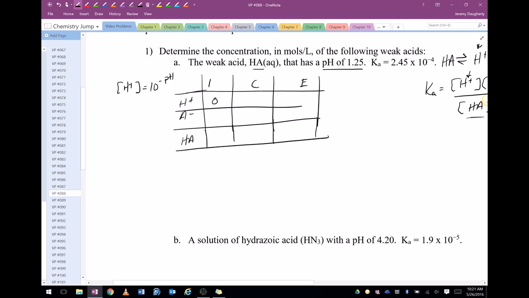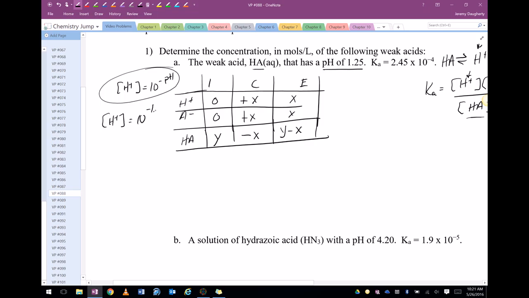So my H plus and A minus start out with 0 amount. This is starting out with some amount Y. I don't know what it is. Okay? This is going to go up by some amount X, up by some amount X, down by some amount X. So it's going to be Y minus X, X, and X, but I know what the equilibrium concentration of the hydrogen ion is. Right? So let's go ahead and figure that out.